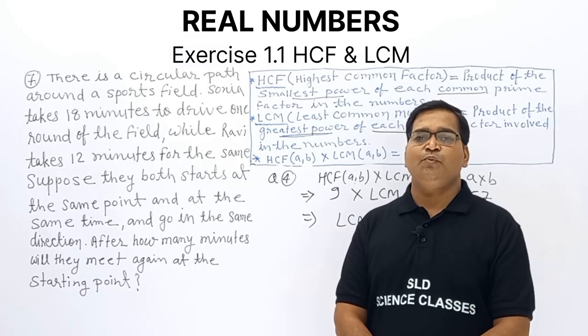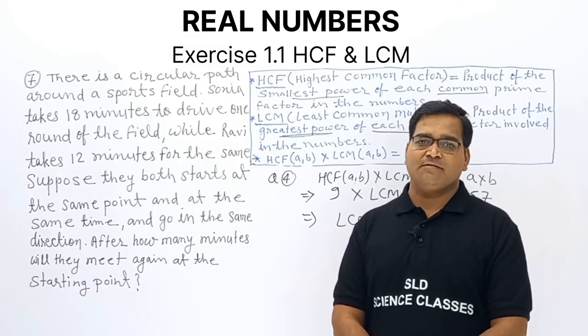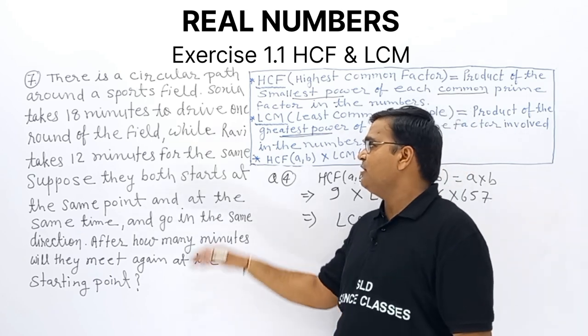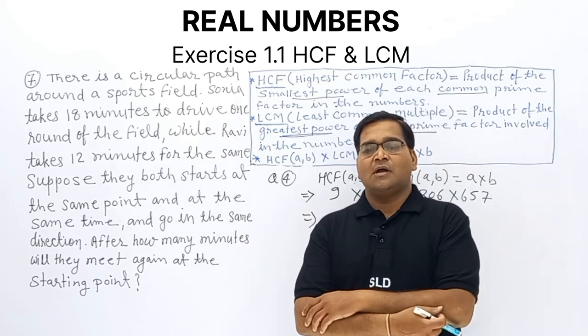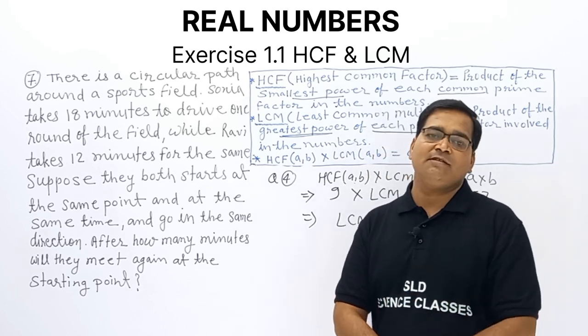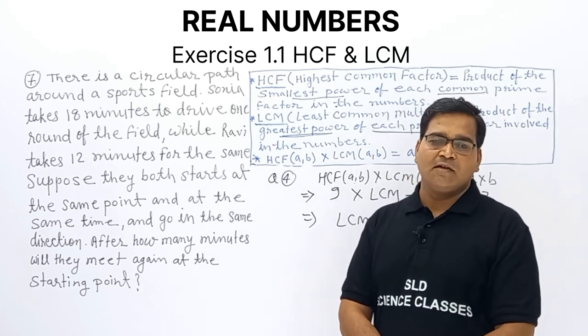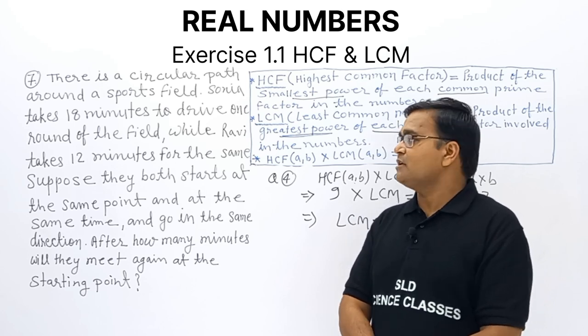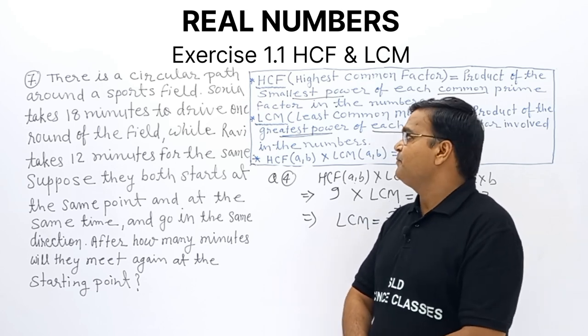In this exercise we have 7 questions. In chapter 1, exercise 1.1, we have 7 questions. Out of these, questions 1 to 6 we have completed. Now one question is remaining. Now I am going to discuss that one. And what is this one?